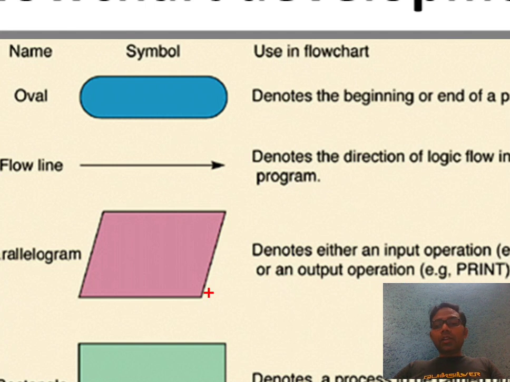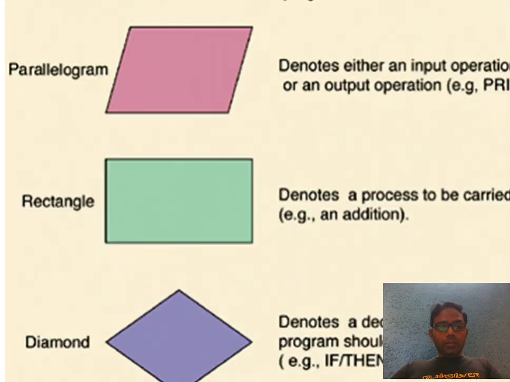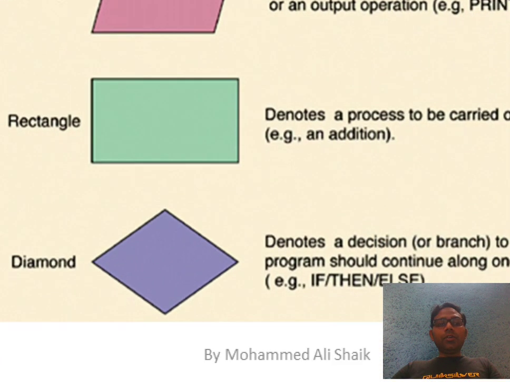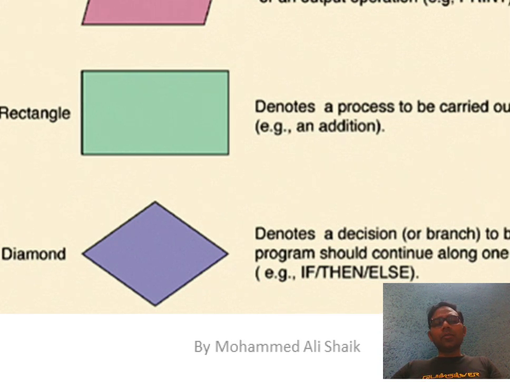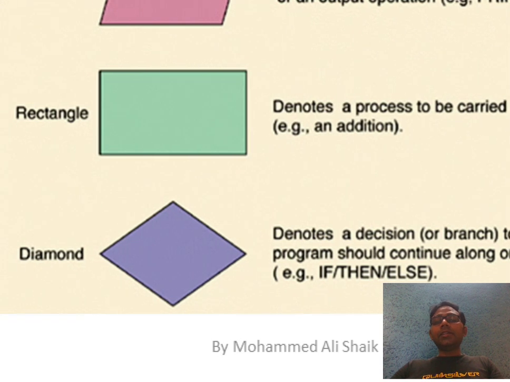The next one is parallelogram. You are going to use this symbol for performing input operations or output operations. The next one is processing. Here you are going to write all the processing steps. For example, you want to perform addition, c is equal to a plus b, and you want to perform i plus plus, etc. All these operations are performed in the rectangle symbol.